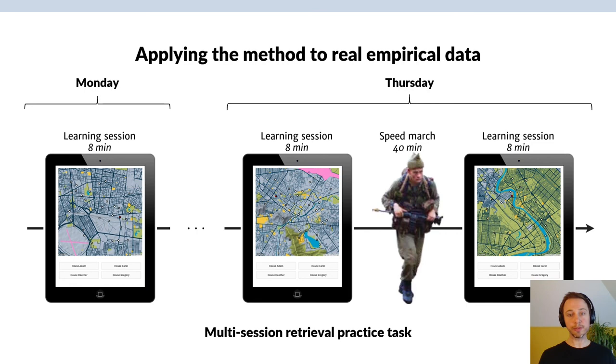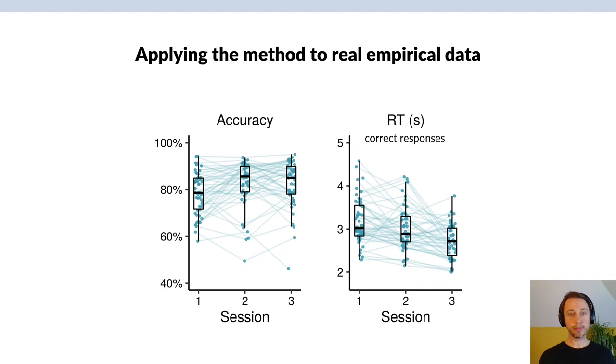And secondly, we also expected that the physical exertion of the speed march would affect performance in the third session. This figure shows you the accuracy and response times in each session. And as expected, the response accuracy increased from the first to the second session, and responses became faster too. We did not see a change in accuracy in session three, so the one after the speed march, but we did see a further drop in response times there.